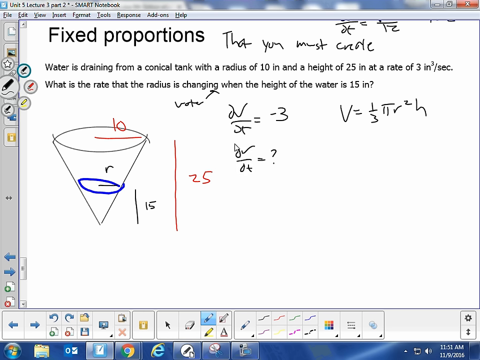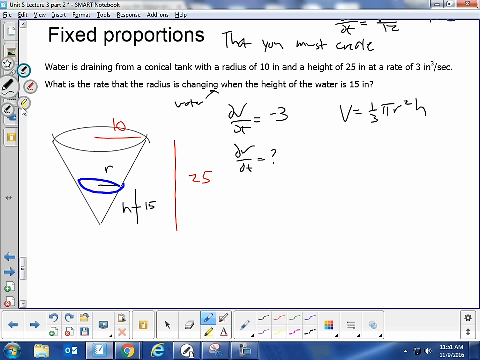Well, here's the problem. As the water is getting drained out of my tank, both the r and the h are changing. So yeah, I say this is 15, but I want to give that a variable h. And we're looking at dr/dt at the moment when h is 15. Well, I don't want to take the derivative of this because this is nasty and I'd have to use the product rule. So I want to try to simplify things. I want to make this a specific formula for this specific cone.